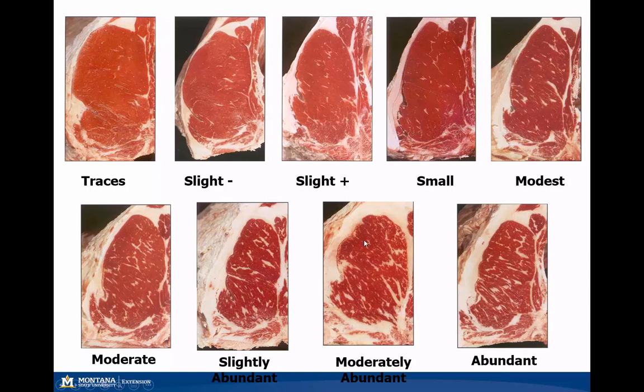Now this is where the back fat really starts to increase in our ribs here. Looking at even just prime minus to prime plus, we can see the huge increase in the number of fleckings of marbling that are in those steaks.